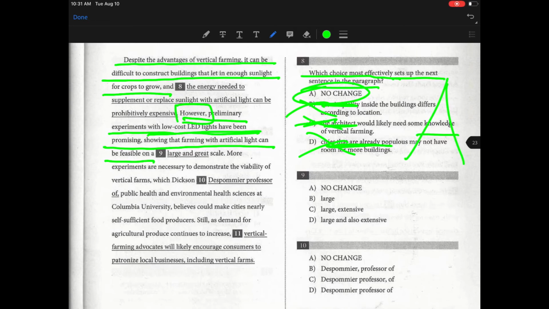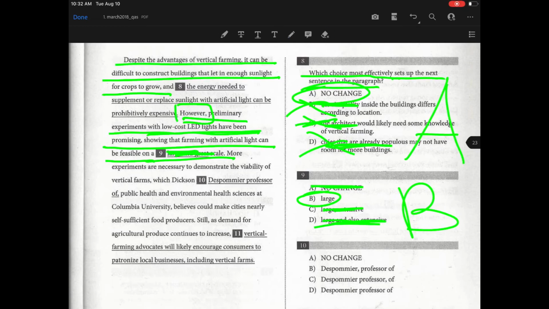So 9: can be feasible on a, excuse me, on a large and great scale. Certainly, I'm not going with large and great because it's redundant. It's the same. So it's not A. Large, extensive. So large and extensive is the same. So I'm just going with B. I need one word in my instance that simply describes the situation. Be feasible on a large scale, and that's right there. That's it. I don't need a large, big, humongous, extensive scale. No, these words are simply unnecessary.